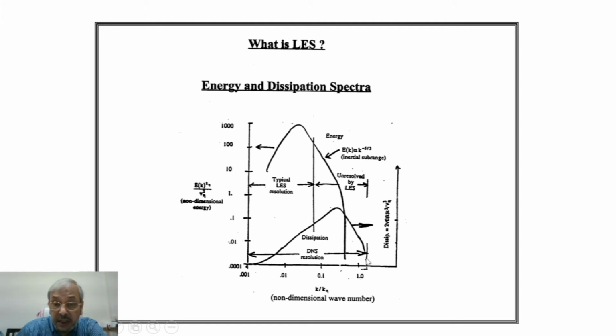If this is the actual dissipation, our model is truncating the grid somewhere here, so we have to account for this dissipation, because we are not going up to the smallest scales of eddies or the highest wave number. So this is to be modeled.